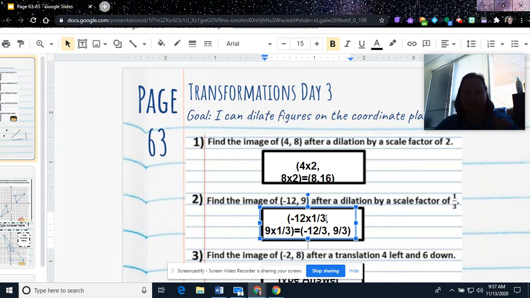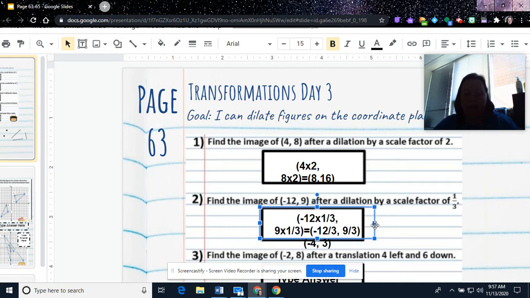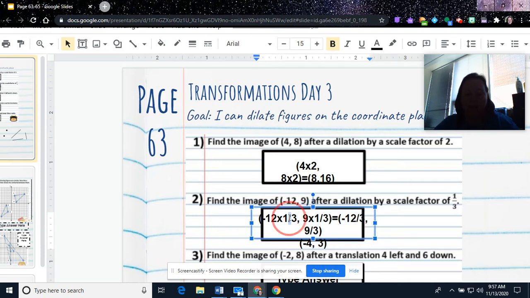But either way you look at it, your actual answer, what your new ordered pair would be: negative 12 divided by 3 is negative 4. And then, oops, I forgot my parentheses here. And then 9 divided by 3 is 3. So your new point after this dilation will be, you know what, I'm just going to have to shrink the font here. So we'll keep that stuff up there for the work. So your new point would be at negative 4, 3.